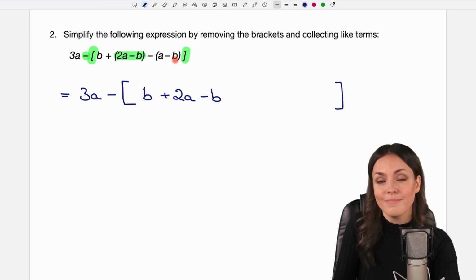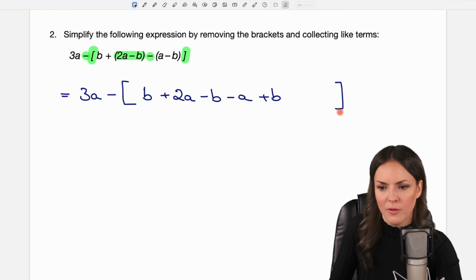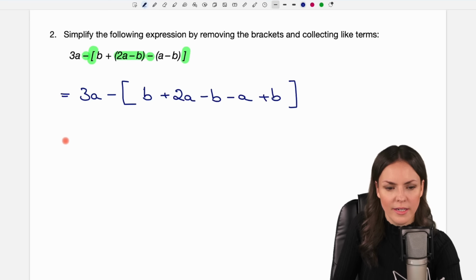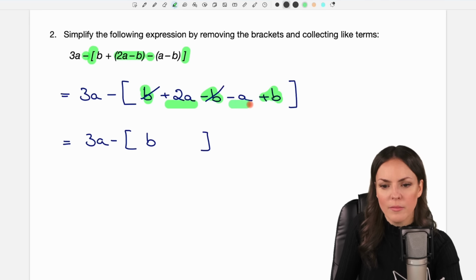Second parentheses here, this is different because we have a minus in front of our parentheses, so we have to change every sign inside. So it is a minus a and a plus b. Okay, let's simplify the things inside our brackets here. So what do we get here? We start with the b's, so b minus b. Okay, this cancels out, but we have another b here, so the result is 1b. And the a's, it's 2a minus 1a, which equals just 1a.